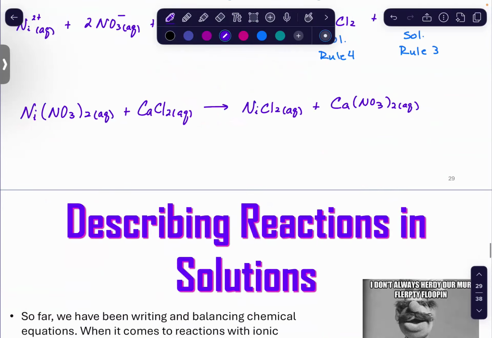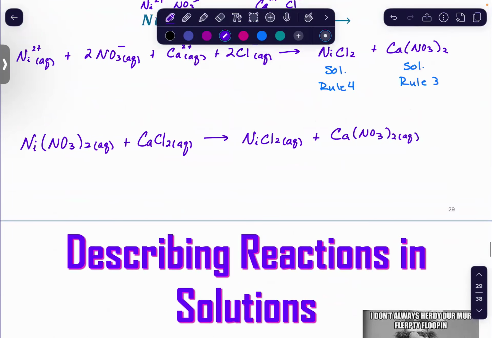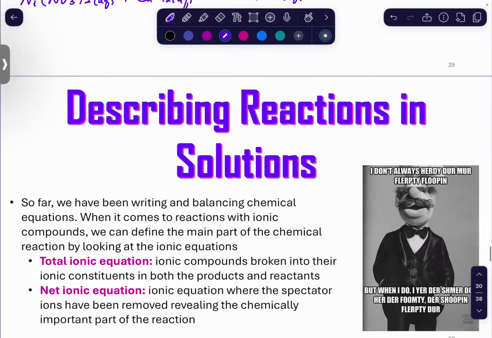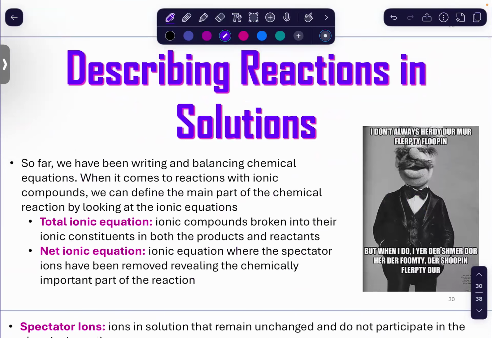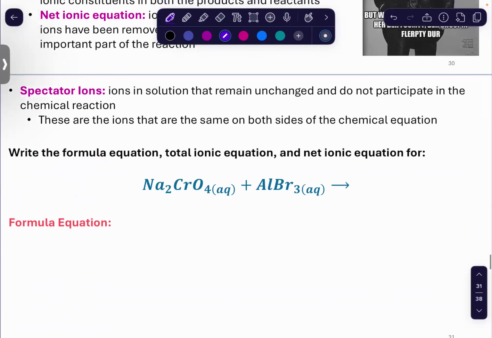All right, so how do we describe reactions in solutions? What we're going to start working with now are ionic equations. So again, this type of equation here is called your formula equation. You can take that and turn it into a total ionic equation and then a net ionic equation. The difference between the two is the net ionic equation shows the important part, the actual chemical reaction that's occurring, because the spectator ions have been removed. And again, your spectator ions are ions that are not involved in the chemical reaction, and they're the ions that are the exact same on the left and the right of the arrow.